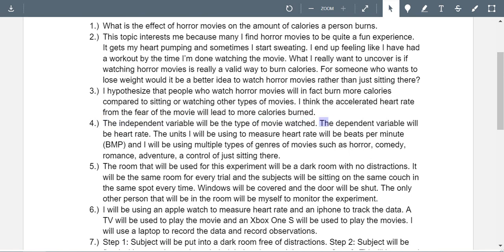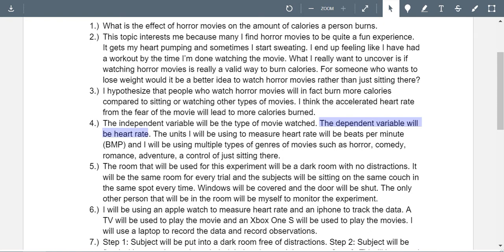Okay, so here's my issue with this. You said the dependent variable will be heart rate, and I assume that's in beats per minute, but you didn't state that until later down here. We want to make sure we just bluntly, straightforwardly tell us what the independent and dependent variables are. Again, we don't want to write this in a paragraph.